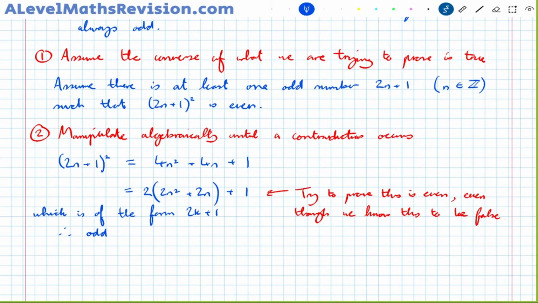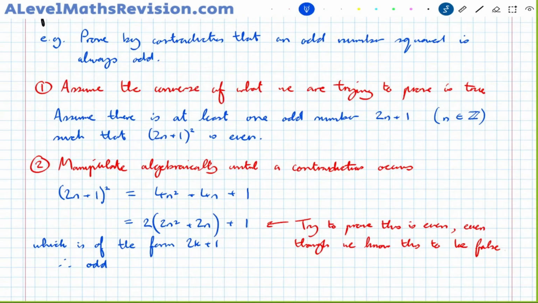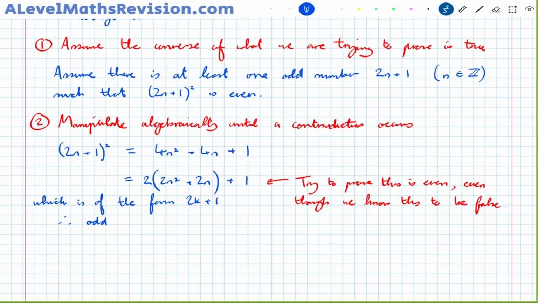So if it's not even, if there doesn't exist at least one even number, or rather one odd number that squares to make an even number, then the opposite of that, i.e. the original statement, must be true. So an odd number squared is always odd. We assumed the opposite, disproved it. Disproving the opposite is the equivalent of proving the original statement.